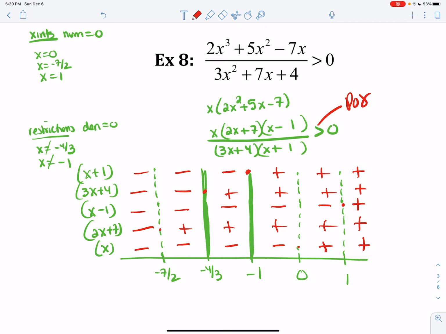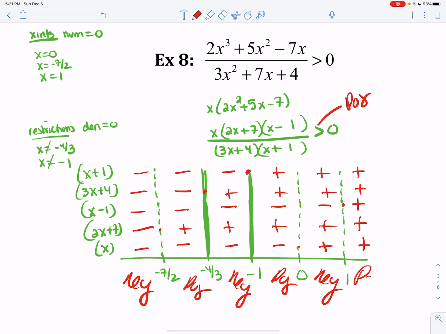Well, I have 5 negatives multiplying and dividing those factors. So 5 negatives are going to give me a negative. 4 negatives and a positive is going to give me a positive. Here I would get a negative number. Here I would get a positive number. Here I would get a negative number. And here I would get a positive number. Greater than 0, as I said, we want the positive intervals, which are here, here, and here.